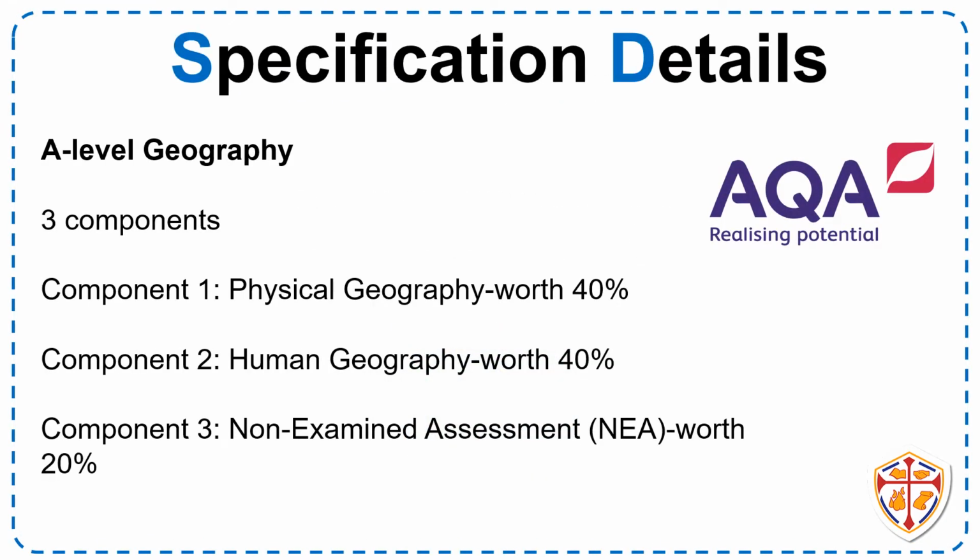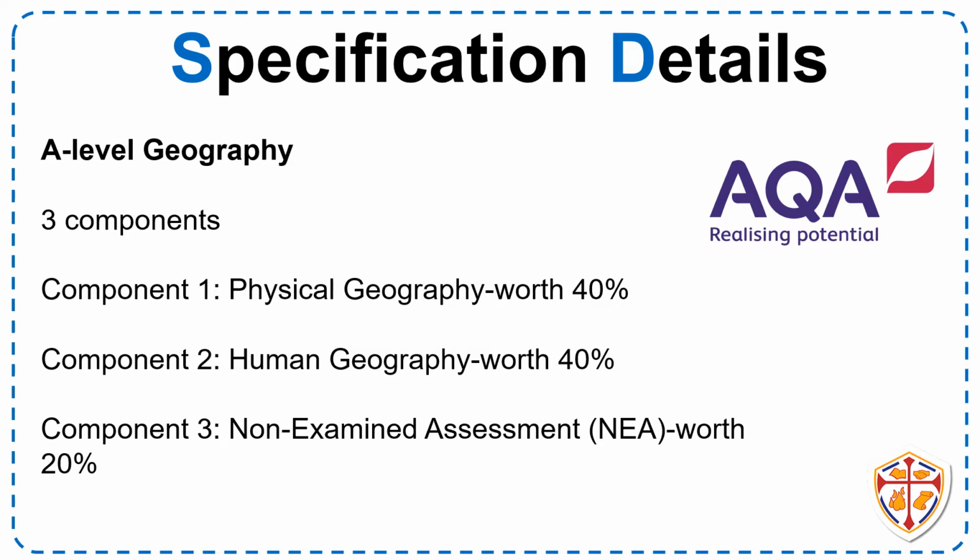So we follow the AQA A-Level Geography specification, and it's comprised of three main components. Component 1 is physical geography, which is worth 40% of the overall A-Level. Component 2 is human geography, again worth 40%. And then finally, we've got component 3, which is called the non-examined assessment, which is a little bit like what we had in the past called coursework, which is worth 20%.